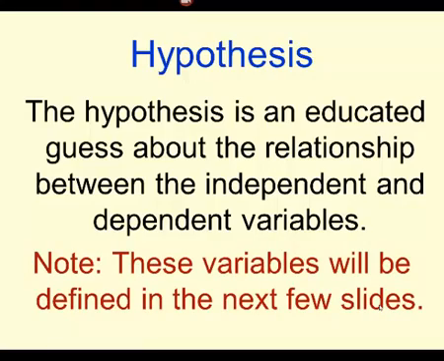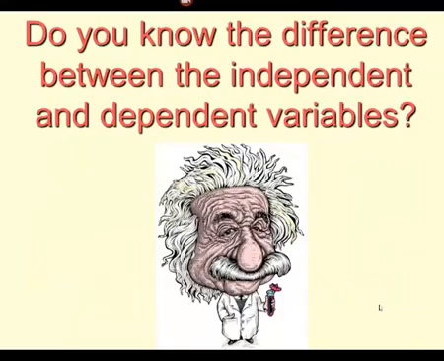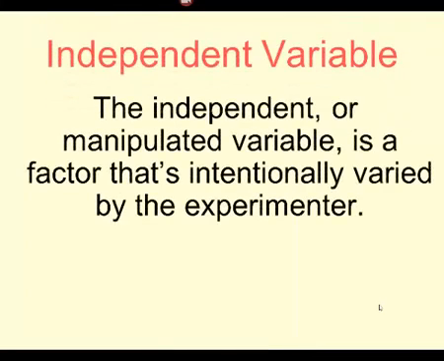Those variables will be defined in the next few slides. It's important for you to know the difference between an independent and dependent variable. So do you know the difference between an independent and dependent variable already? Think about it for a second and see if you can come up with the difference. The independent variable, or the manipulated variable, is the factor that is intentionally varied by the experimenter. So it's the one thing that you change in an experiment.